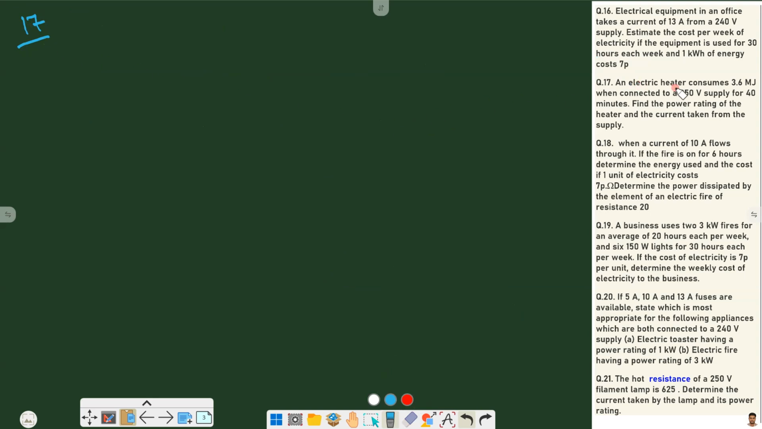An electric heater consumes 3.6 million joules when connected to a 250 volt supply for 40 minutes. So heat is 3.6 into 10 raised to power 6 joule. Potential is 250 volts and time is 40 minutes, or 40 into 60 equal to 2400 seconds.